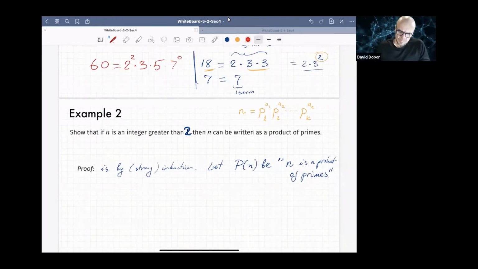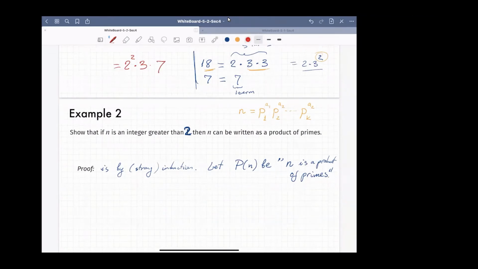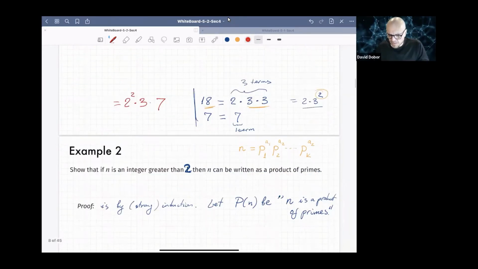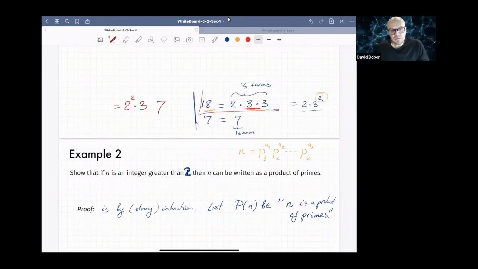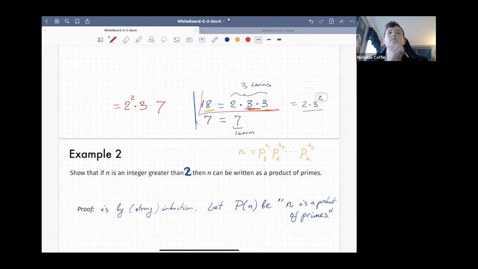Do people see what I'm trying to say here, or no? Can you use the same prime twice? Yeah, I just said that for 18 here. Okay. Is it clear what I'm talking about here?